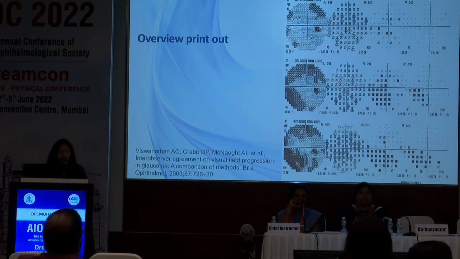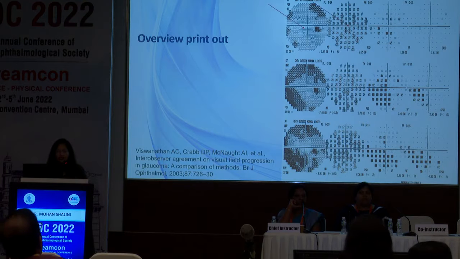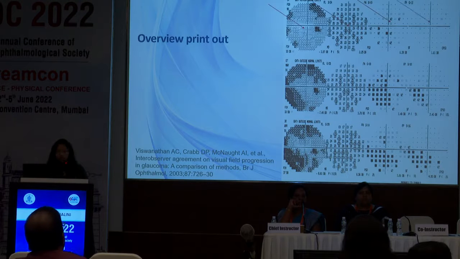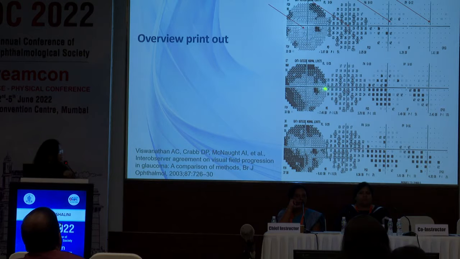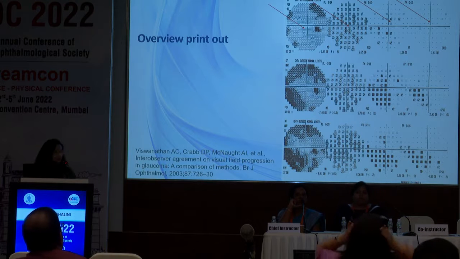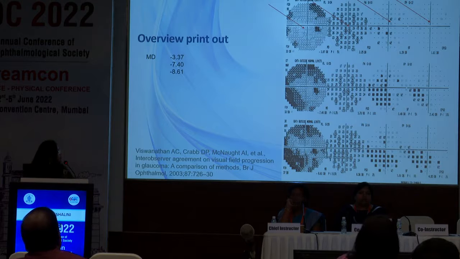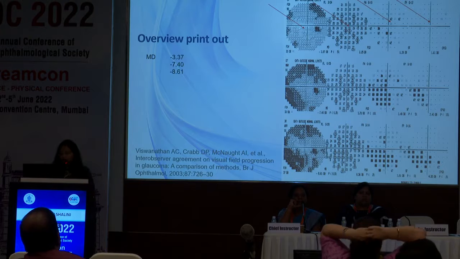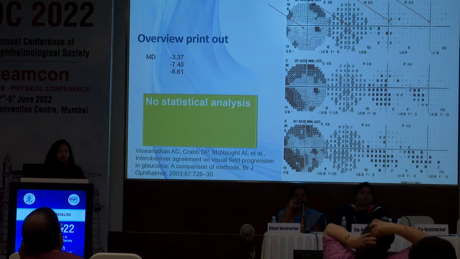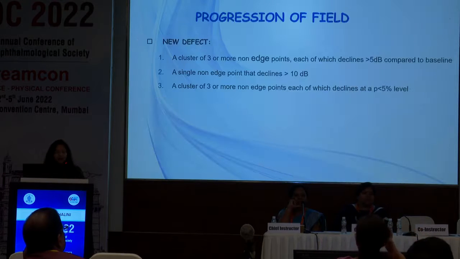We just saw the overview printout, which has the grayscale, the data, the total deviation plot, and the pattern deviation plot. On the basis of this, we can see that yes, the patient is progressing. Like here, there is no scotoma at first, but then there is a scotoma in the inferior part of the visual field, and we can see it is enlarging. But whenever we see this, we also focus more on mean deviation. Here the mean deviation is -3.7, and it is increasing in negative values. But there is no statistical analysis and we cannot detect the rate of progression.